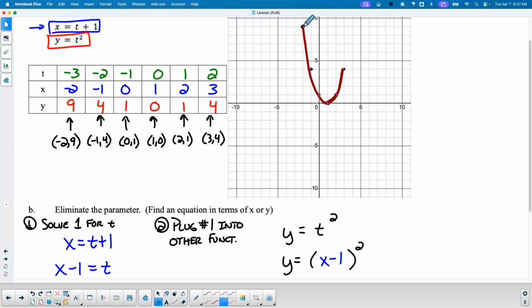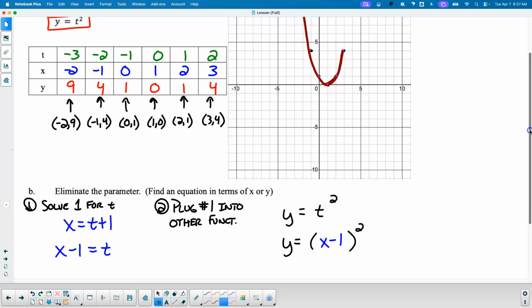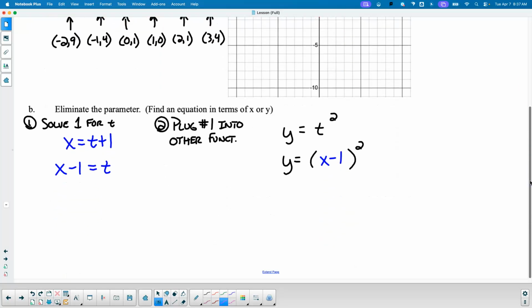Okay? Or if you wanted to expand this, we could also say here that this would be y equals x squared minus 2x plus 1.